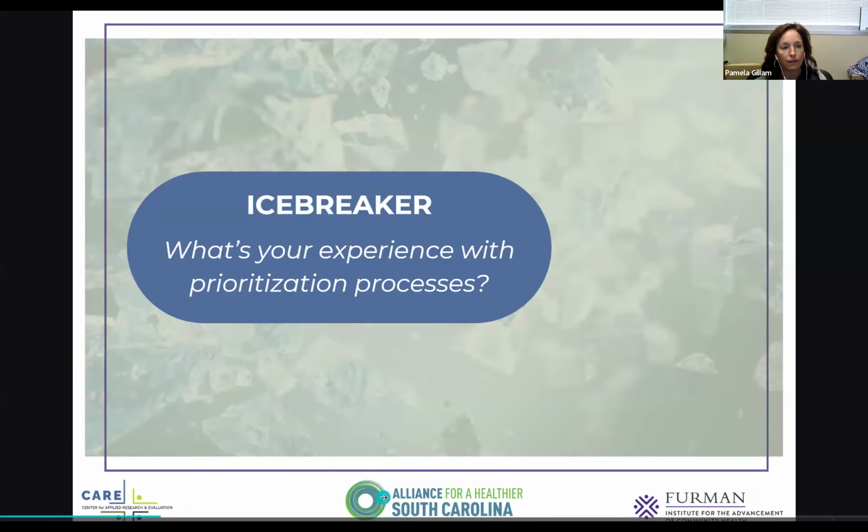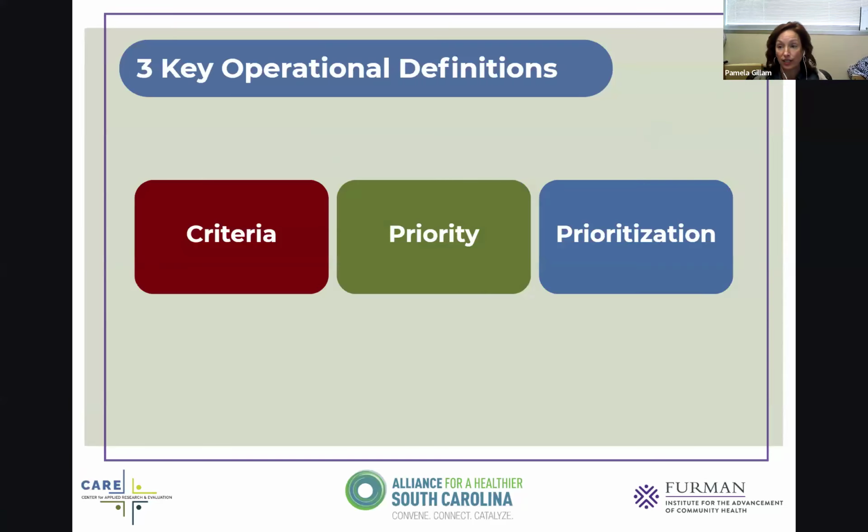All right. So let's start with some operational definitions. There are 3 concepts that are really important to know and think about when we talk about prioritization. The first one is criteria. In any prioritization process, we use criteria. When we talk about that term, what we mean is a standard that we're using for making a judgment. They're what we use to provide guidelines for making decisions.